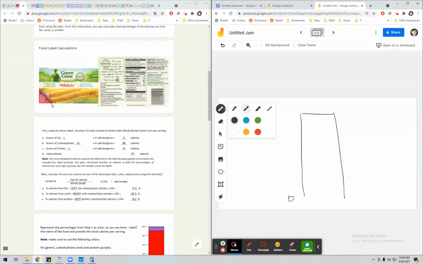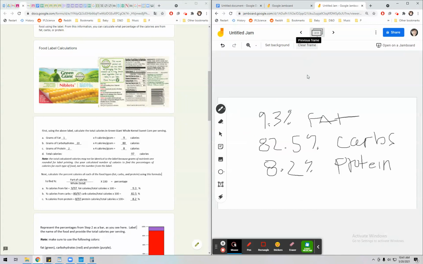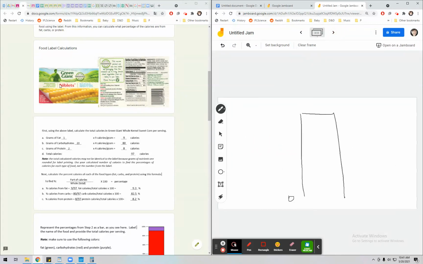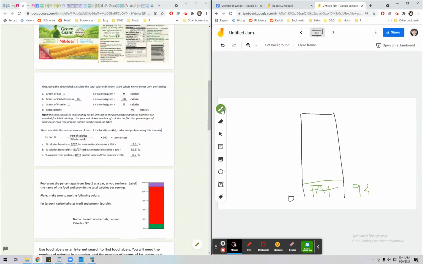So for the fat, to go back to our percents to look, we have 9.3%. And so we're going to go, let's say, like here. This is fat, and this is 9.3%. And the next number is 8.2% or 8.25. We're going to use red for that.